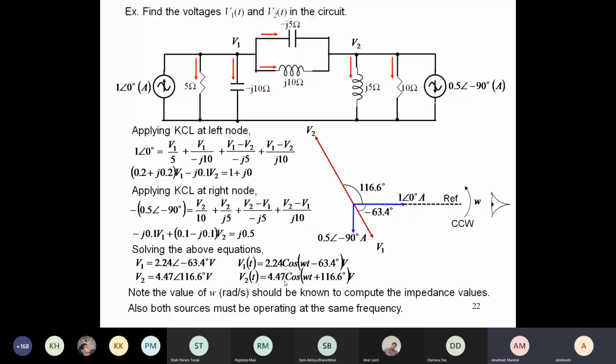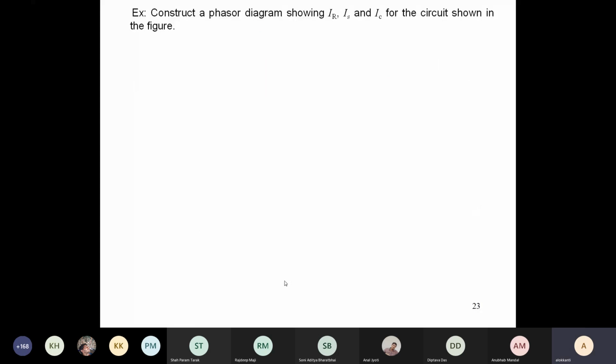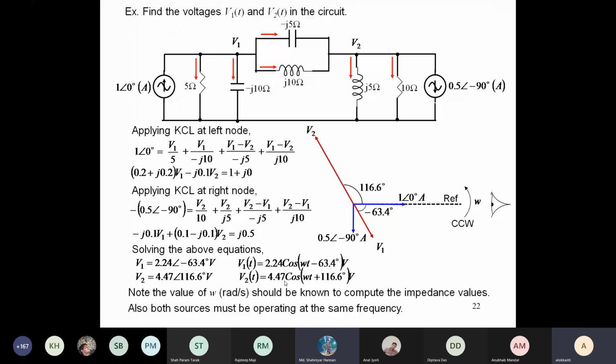So, let us go to the next problem. The question is, construct a phasor diagram showing I_S, I_R, I_C for this circuit. Hello, sir. In the last line, it is written that the frequency must be the same. Why is that? This I have also told, Anal Jyoti.